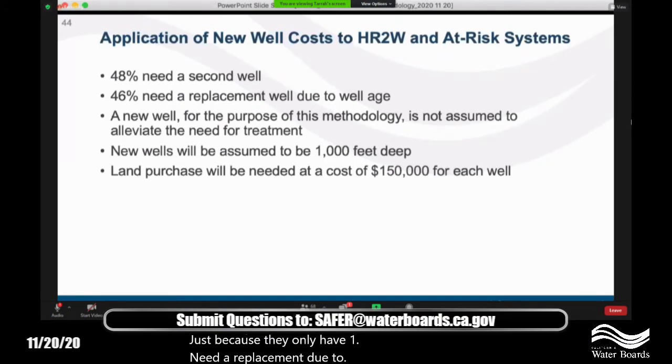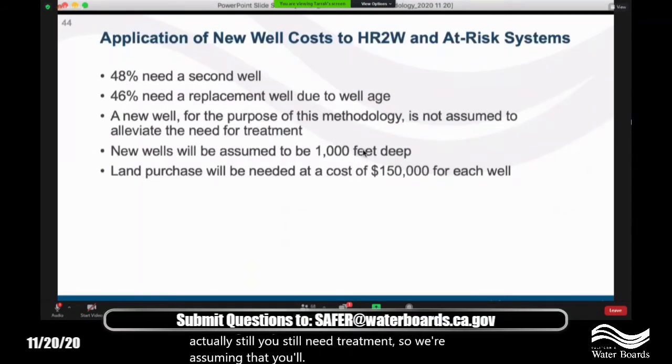And we're also assuming here that a new well does not necessarily mean you don't need treatment anymore. That could be the case. If you get lucky and drill a good well, that's wonderful. But in some cases, you drill a new well and then you actually still need treatment. So we're assuming that you'll still need treatment.